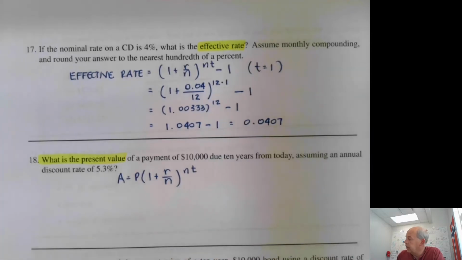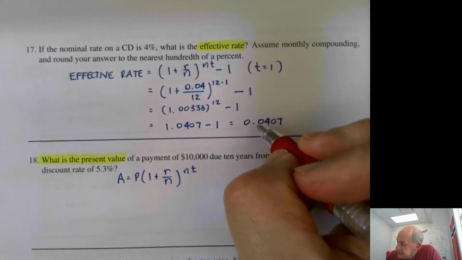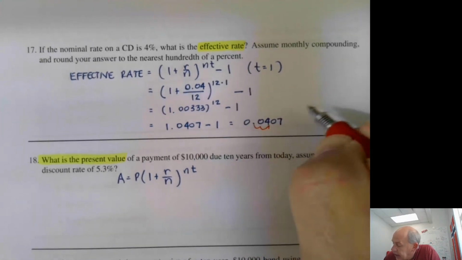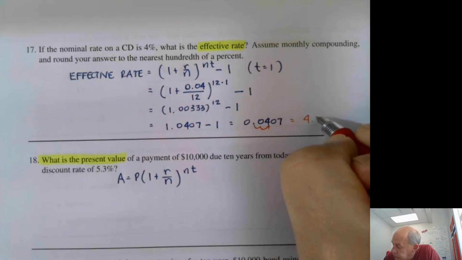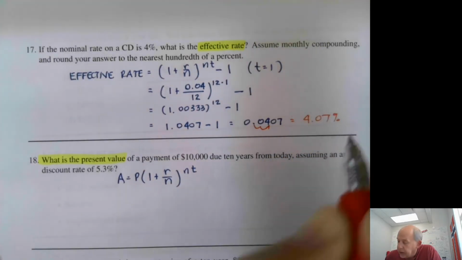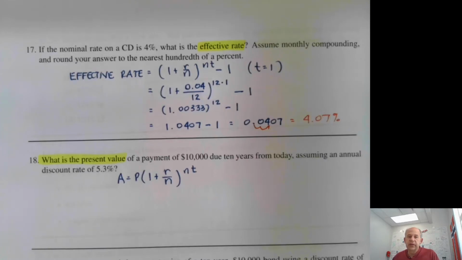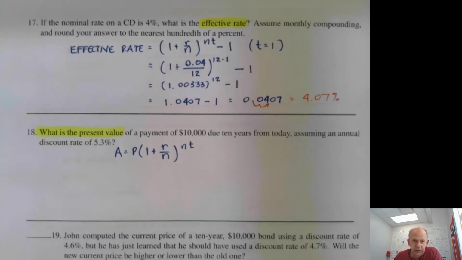1.0407 minus 1 is that value. Since this is a percent, I have to move the decimal over 2 places. My answer is 4.07%. So there's what I would have for an effective interest rate calculation given the nominal interest rate.